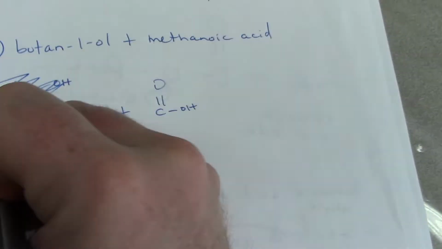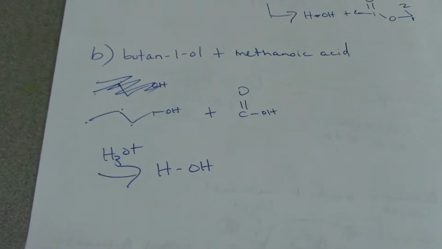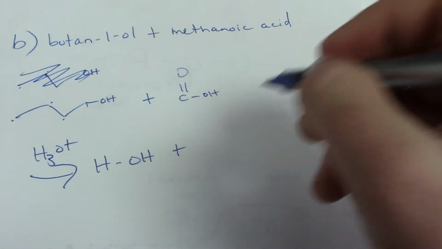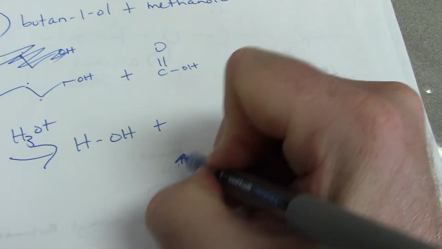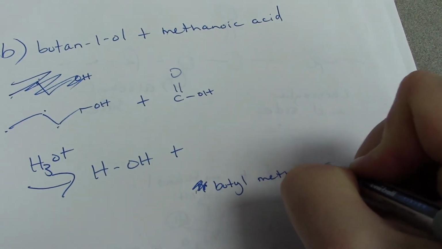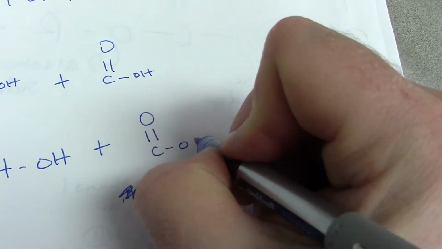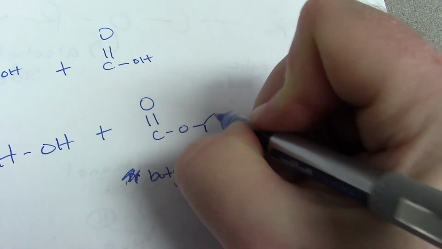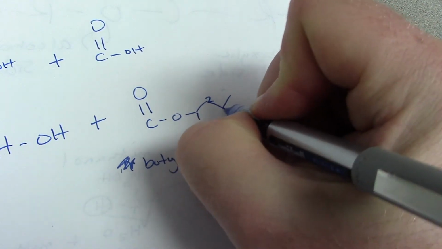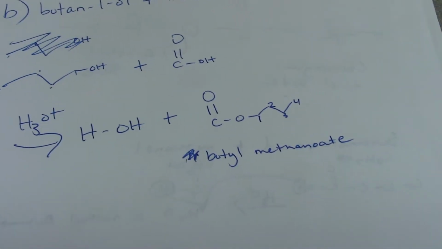What do we make? Strong acid dehydrates the molecule and creates HOH plus, this ends up being butyl methanoate. Okay, butyl methanoate. So it looks like this. 1, 2, 3, 4. Okay, and that's your line structural diagram.